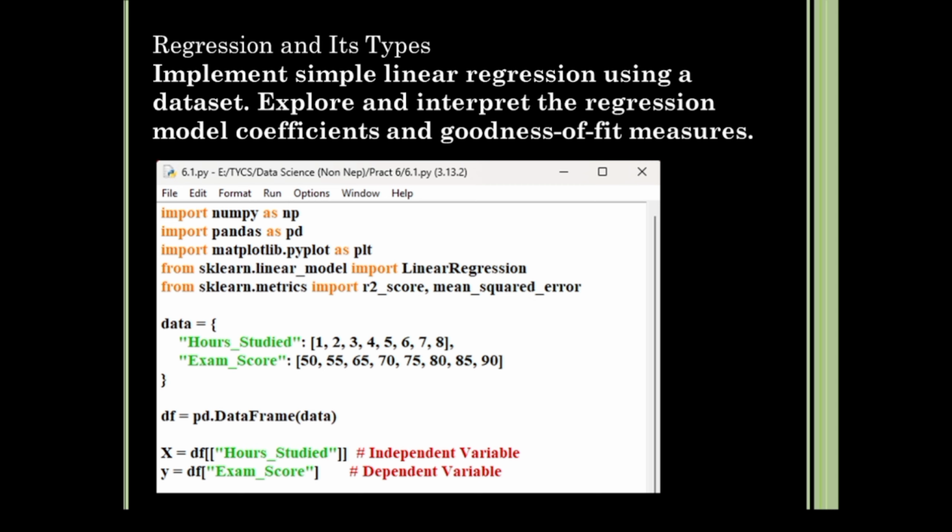Next, I mention X is equal to df[['hours_studied']]. That is my independent variable. X is the input, and we keep double brackets for the 2D format, which is required in sklearn. And y is equal to df['exam_score']. y is the output, and that is my dependent variable.